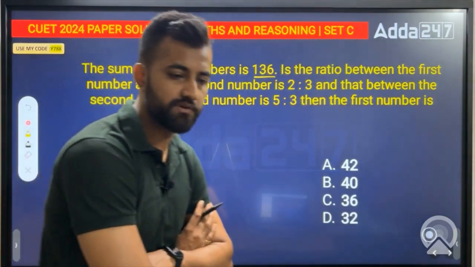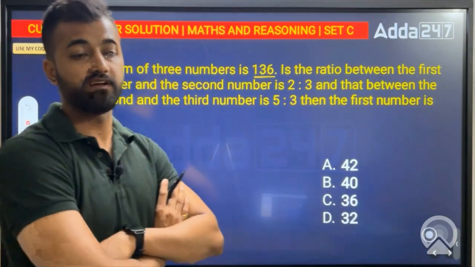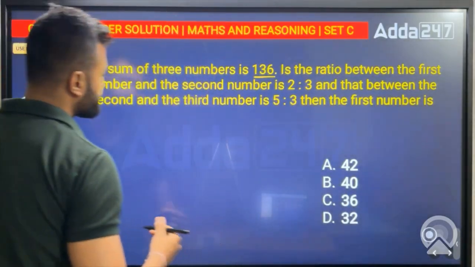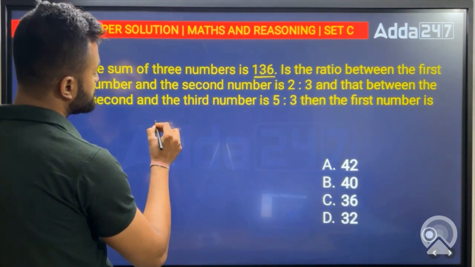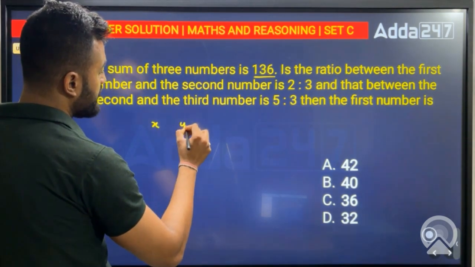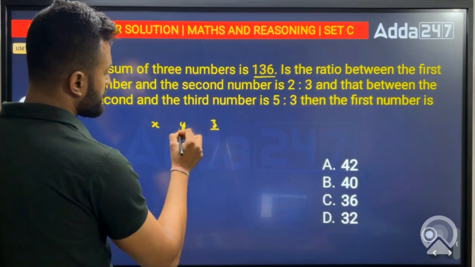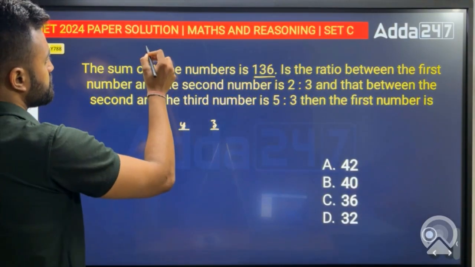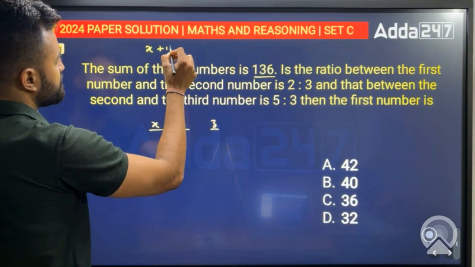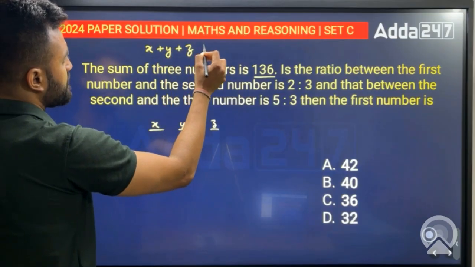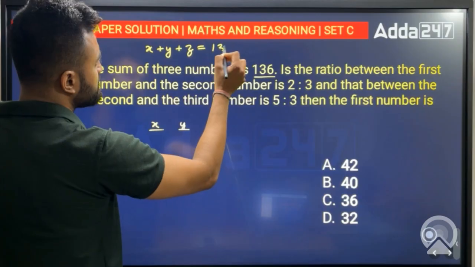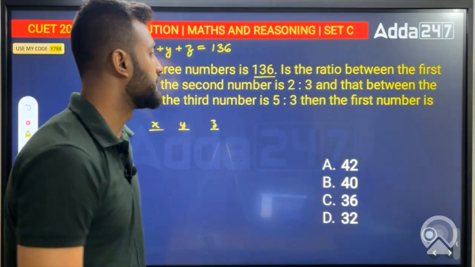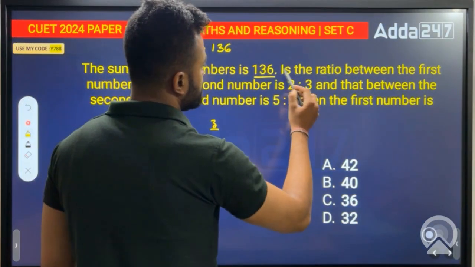So there are three numbers, and when I add these three numbers, I am getting a sum of 136. Let me assume that these three numbers are x, y, and z. When I add them, that means the sum, I do x plus y plus z, and I'll be getting 136. The sum of three numbers is this much.